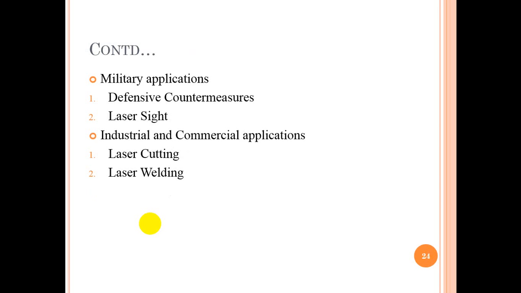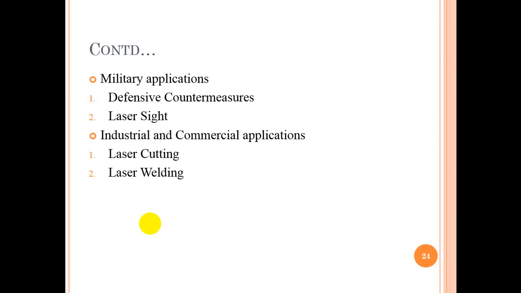Number three is military application. The first one is defensive countermeasures. Defensive countermeasure applications can range from compact, low-power infrared countermeasures to high-power airborne laser systems. Higher-power countermeasure systems use lasers to confuse the seeker heads on heat-seeking anti-aircraft missiles.